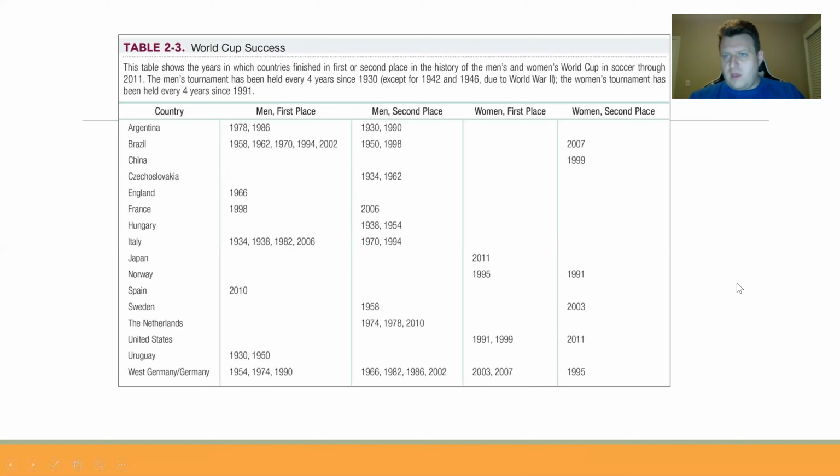Okay, let's create a frequency table for countries and how many first or second place finishes they've had in the World Cup of Soccer. All right, here are all of the countries that have at least one first or second place finish in one of the World Cups since, when did it start? 1930, I believe. Okay, United States, not doing too bad, not too shabby. I think this data was collected at 2011. I believe we've made it back there since then. But let's just look at this data.